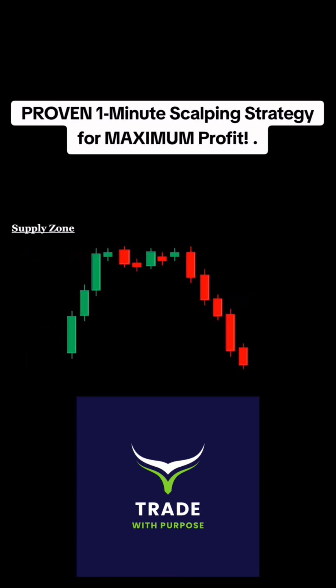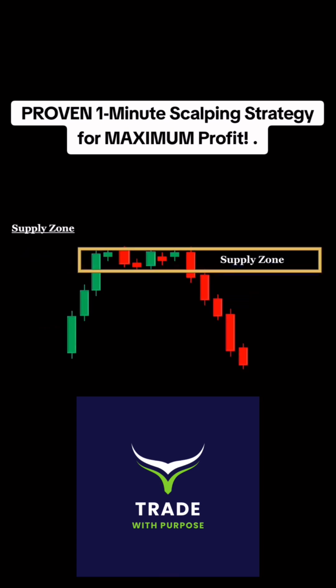A supply zone is a price level where selling pressure dominates, preventing the price from moving higher. This often occurs after a strong rally or uptrend, as institutions or banks sell off to lock in profits, causing the market to reverse and drop.